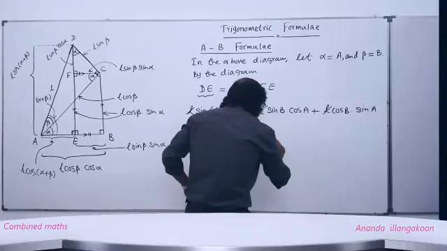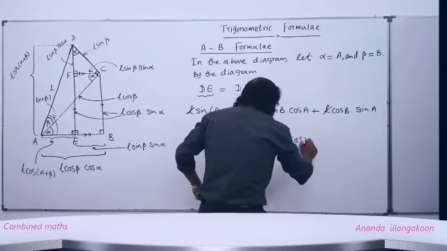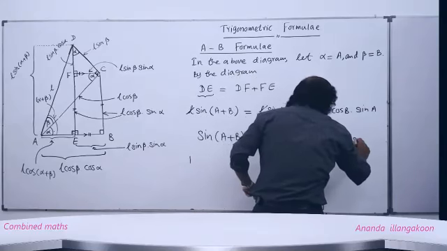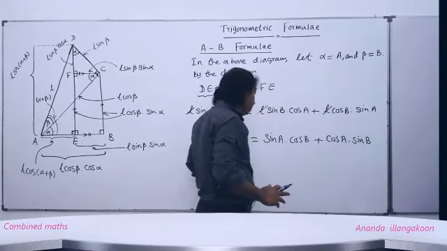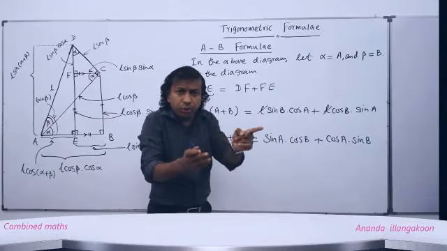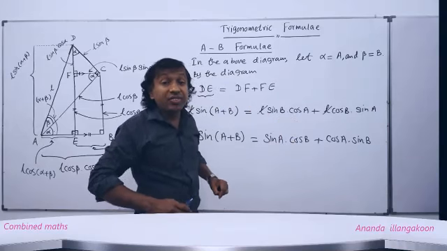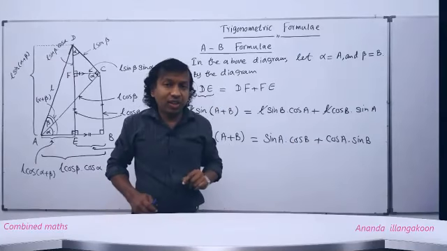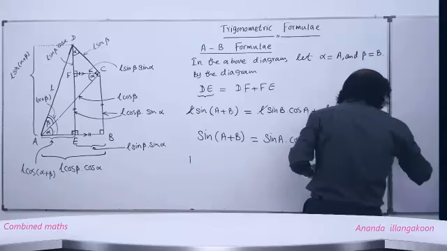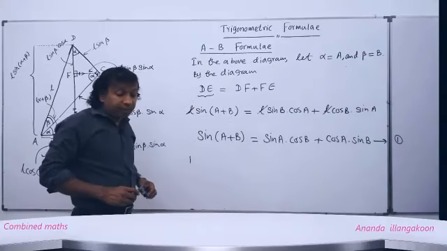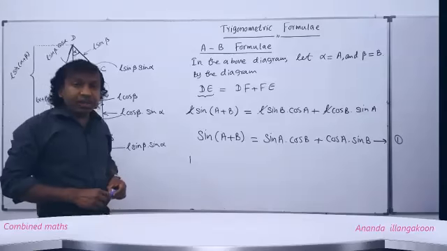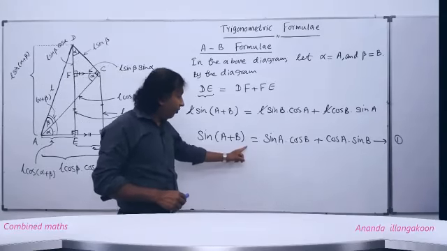Sine A cos B plus. This order also we can interchange, cos A sin B. You know, people, this product interchange can be done because 2 into 3 is equal to 3 into 2. This is the very first formula in trigonometry, number 1. This formula is called the sin A plus B formula. Sin A plus B formula, we write like this.